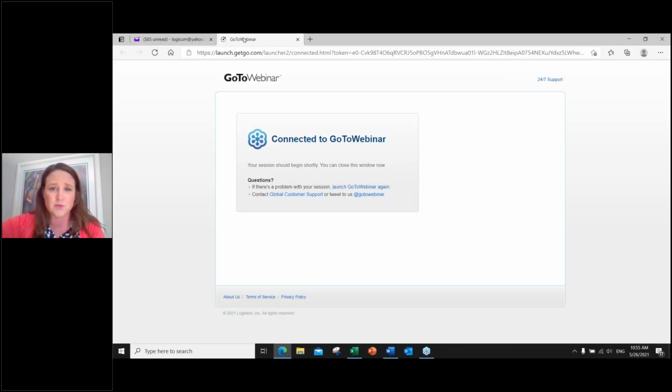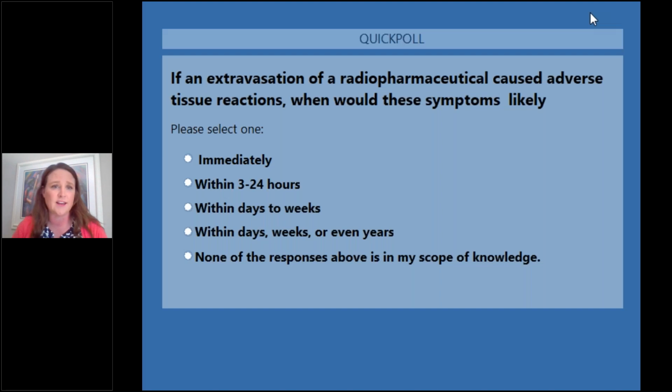We're going to run through this real quick here, and we'll let Dr. Fisher hop off, and we can ask our question here. So if an extravasation or infiltration of a radiopharmaceutical caused adverse tissue reactions, when would these symptoms likely present? Do you think they would be immediate? Would they be within 3 to 24 hours, days to weeks, or even years? Or possibly you don't know the answer to the question. That's fine, because we love having you here today to learn more about this. So I'll let you pop in on that question.